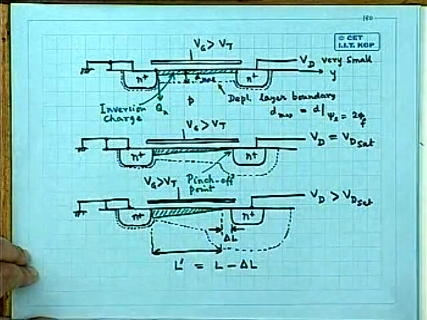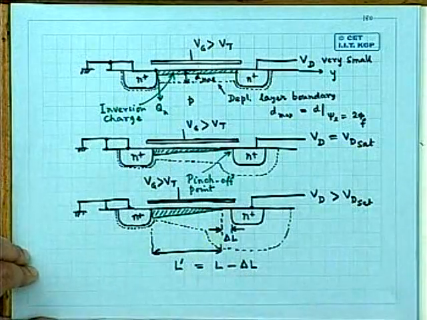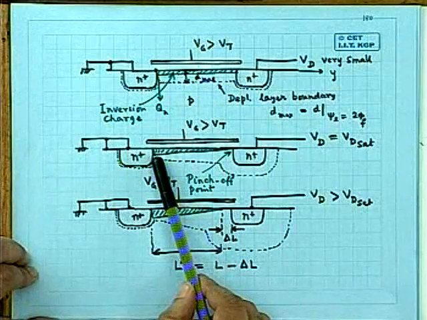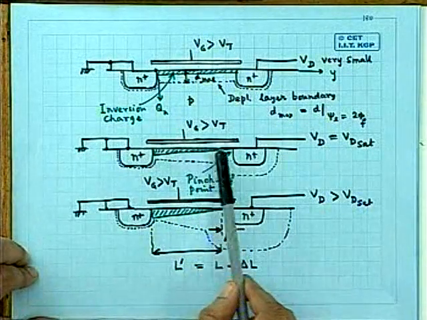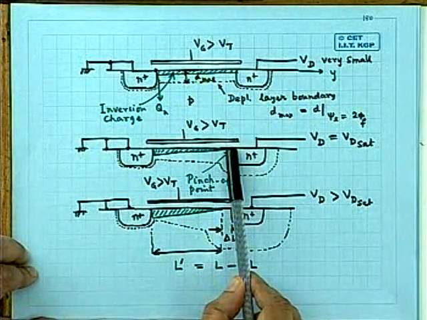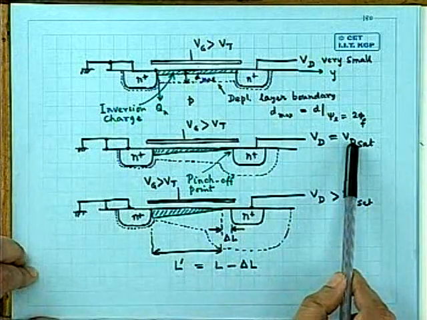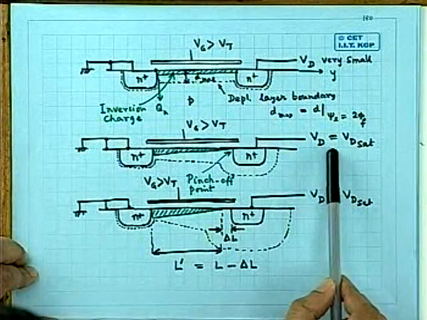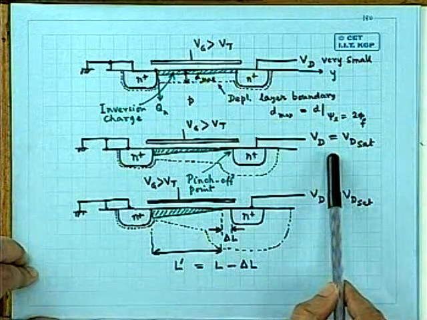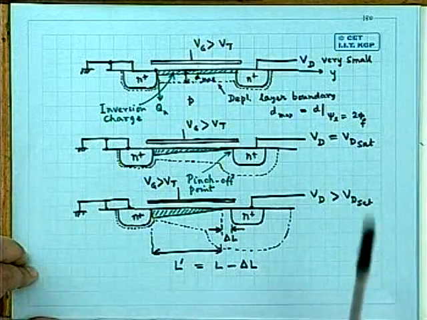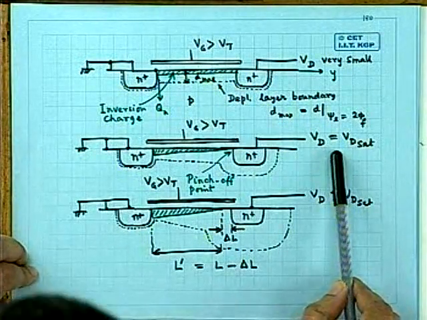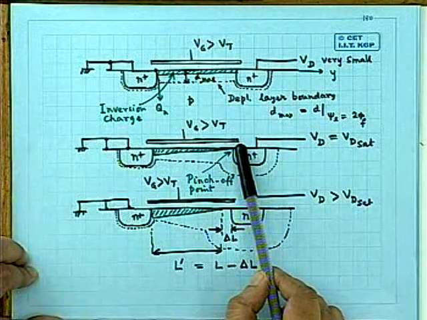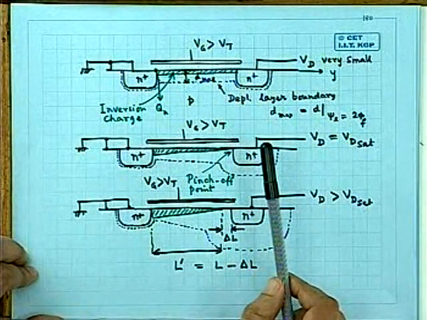And the inversion layer will no longer be a uniform one. It will have maximum density at the surface. Gradually, because of Vy, ultimately, when Vd is equal to Vd sat, which is equal to Vg minus Vt, I remember that Vd sat is, from rough estimation, equal to Vg minus Vt, the channel will be pinched off in this region. And that leads to current saturation.